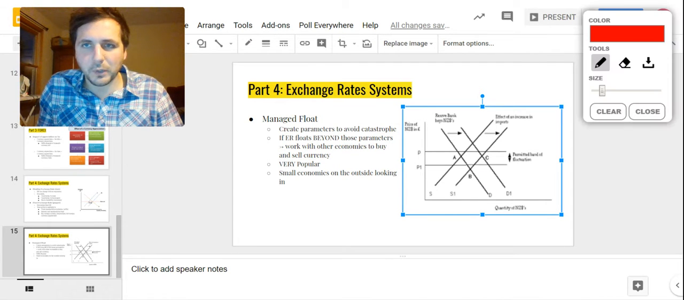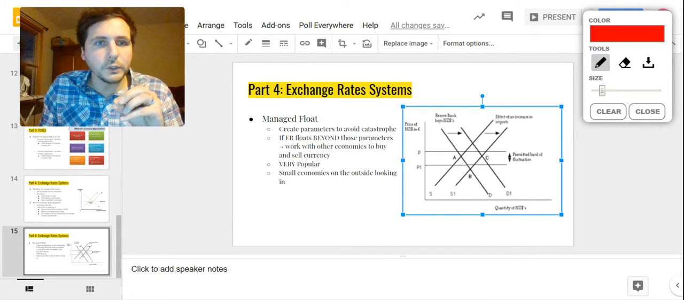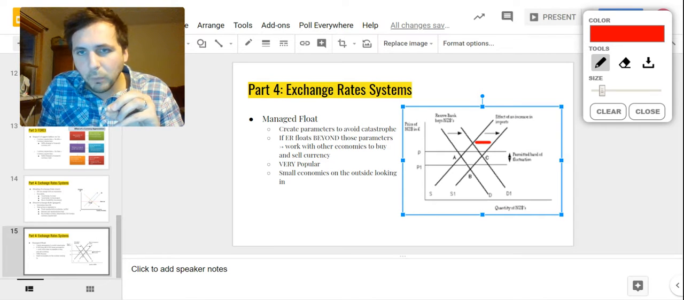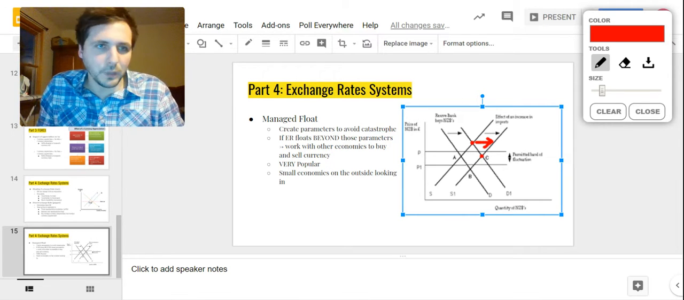So I'll show you that with the marker here. So they sold euros. When they sold euros, there are more of them in the market, and it pushed the exchange rate from up here outside of the parameters to down here, point C, within the parameters.